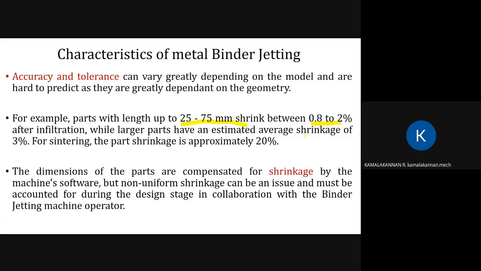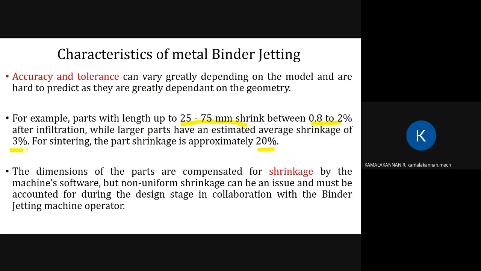But when the size goes above that, the shrinkage will be 3%. So when the size differs, the shrinkage will differ. For sintering, the part will shrink up to 20% because the actual material is binding together to reduce the porosity, so the material size will be reduced up to 20%. So you have to design accordingly, calculate accordingly. Okay, guys, shrinkage compensation you must give in metal binder jetting.